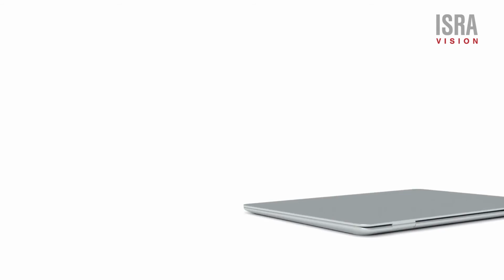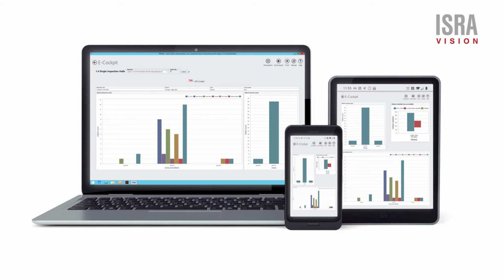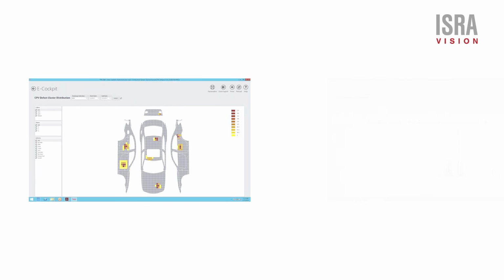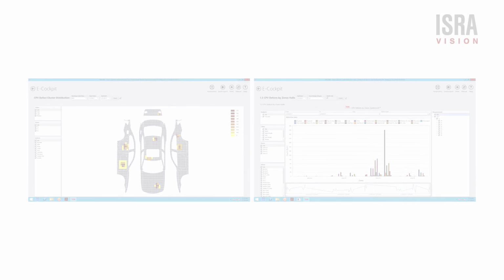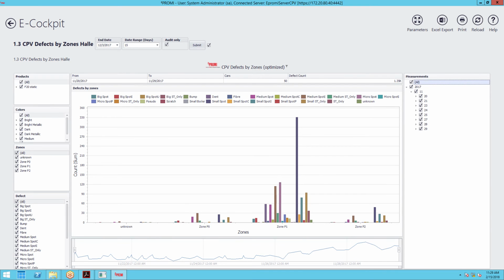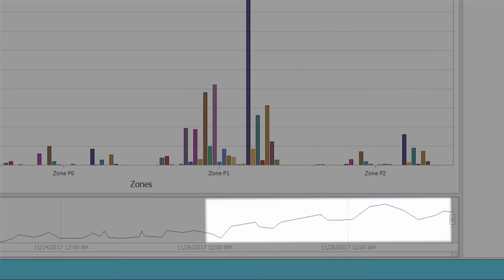And there's even more on offer. While PaintScan produces production data, our powerful ePromi software visualizes repeating defects and gradual changes. This enables the detection of unwanted process variations and their causes at an early stage, leading to higher production yields.